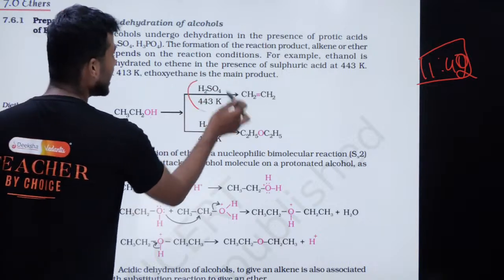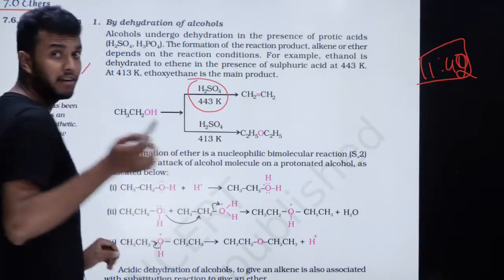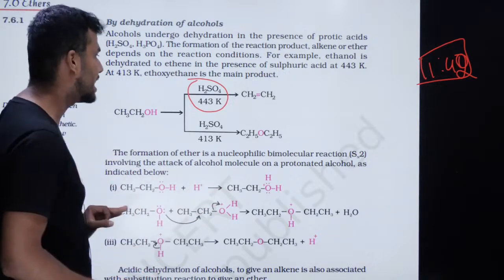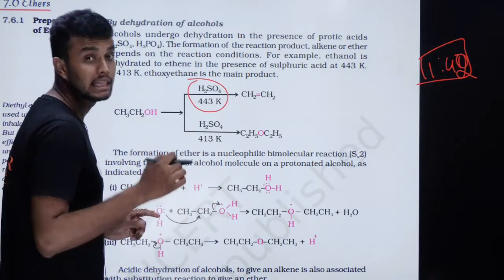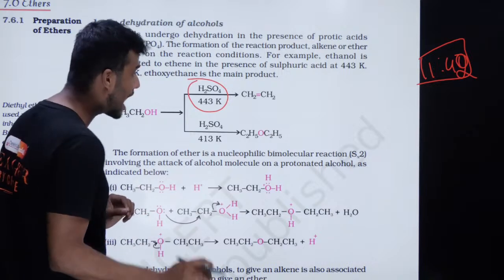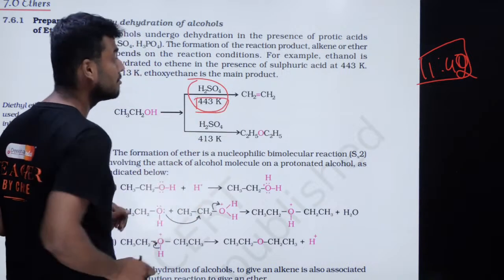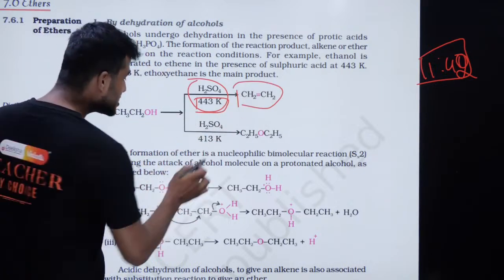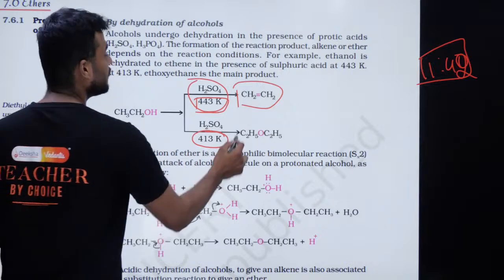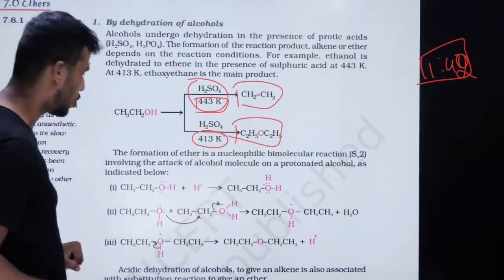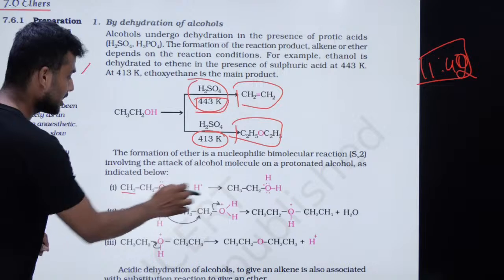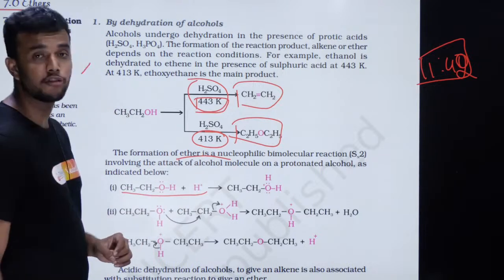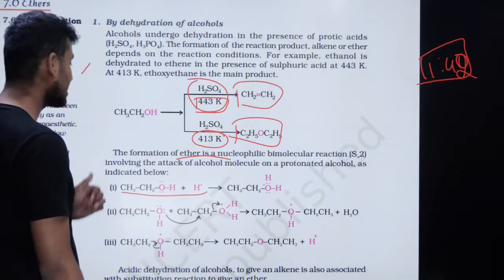If you use a dehydrating agent, we already know concentrated H2SO4 is the best dehydrating agent. If you heat the alcohol in the presence of concentrated H2SO4 at 443 Kelvin, then we get the ethene molecule. If you decrease the temperature to exactly 413 Kelvin, we get ether, a symmetrical ether. Okay, my dear students. The formation of ether is a nucleophilic bimolecular reaction. Is it nothing but an SN2 reaction?